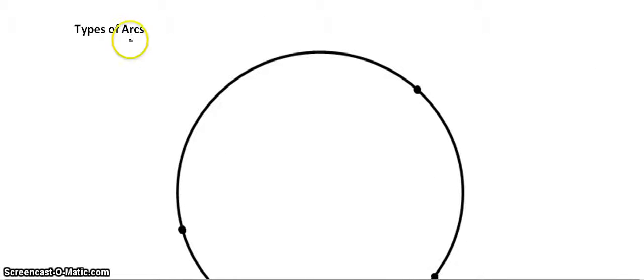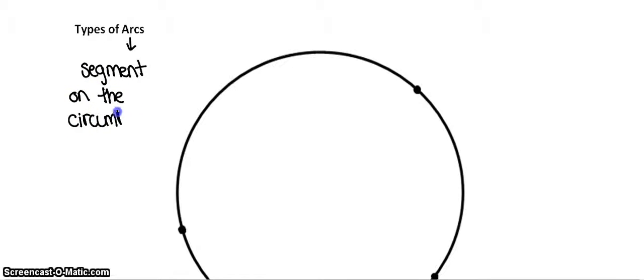Next thing we're going to talk about is types of arcs. So first, what is an arc? And you may know this word in some sense. It means like a curved line. But the more precise definition is it is a segment, so kind of like a line segment, but it's an arc segment. It's a segment on the circumference of a circle.